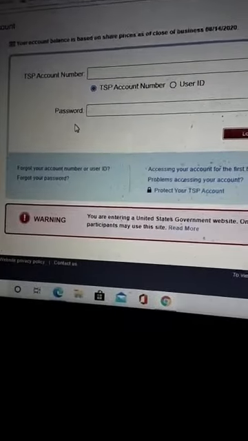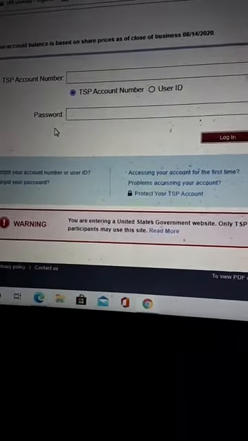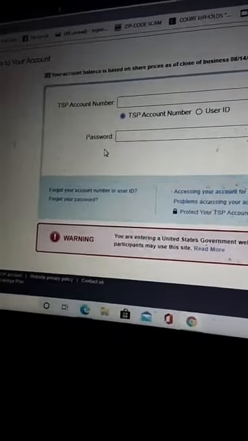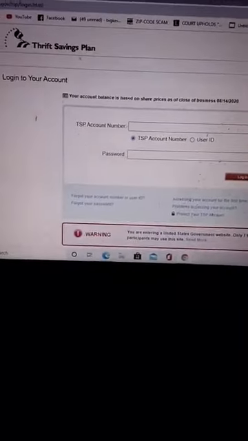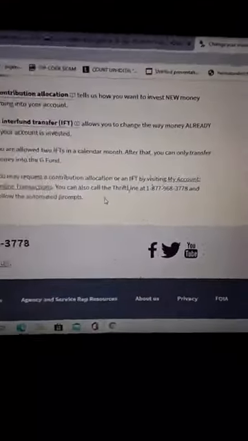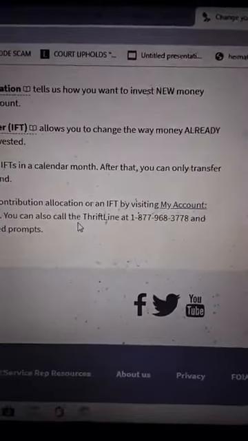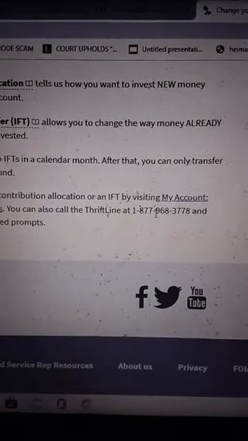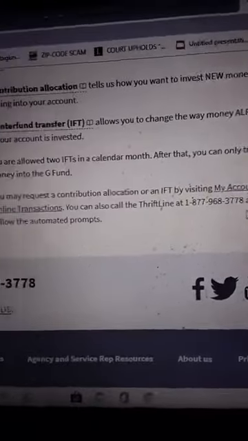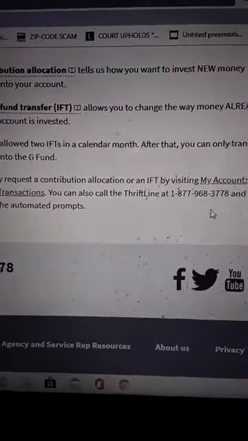Accessing your account for the first time? You can also call the thrift line at 1-877-968-3778 and follow the automated prompts.